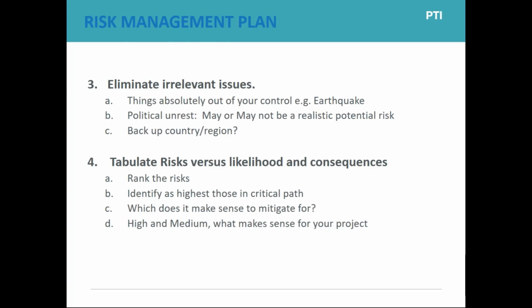And forgetting about it means that you eliminate irrelevant risks. Things out of your control like Hurricane Katrina or political unrest. Tabulate your risks versus likelihood and consequences. Rank the risks. What do you think is most likely to happen and what isn't? What does it actually make business sense to mitigate for? Some risks you just have to live with because you're not going to be able to do anything about it. You just have to hope it doesn't happen, like Hurricane Katrina.